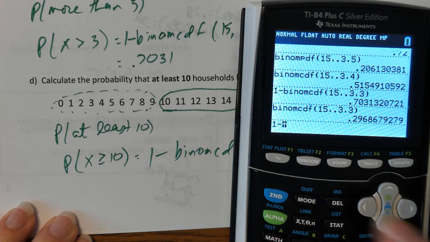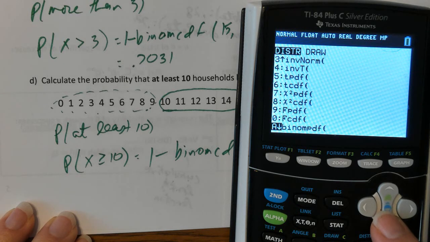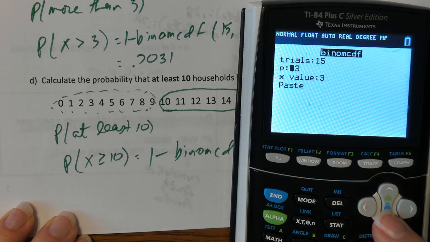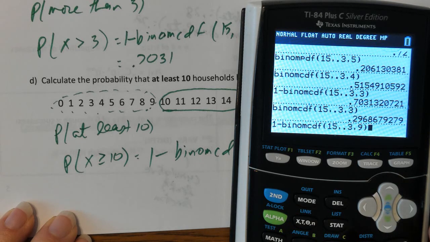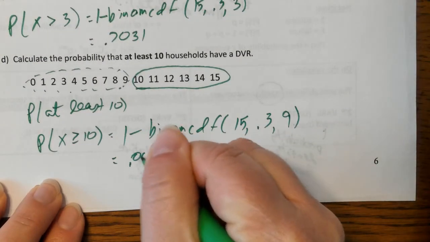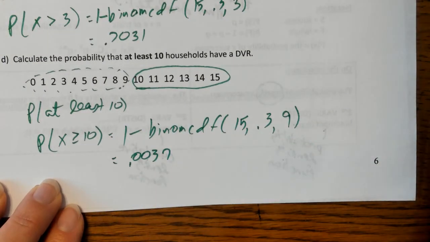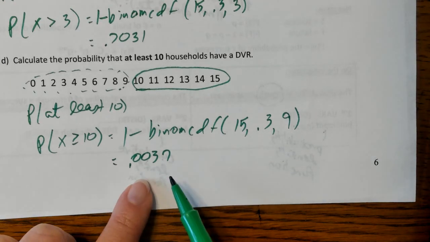1 minus, 2nd VARS, binomcdf, and I get 0.0037. Okay. Notice that it's very small. It's a very small chance.